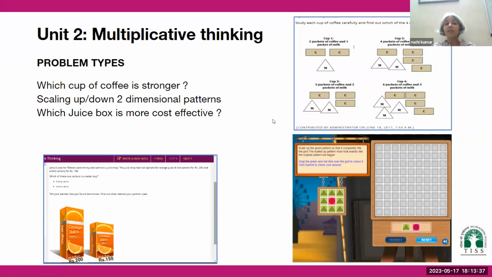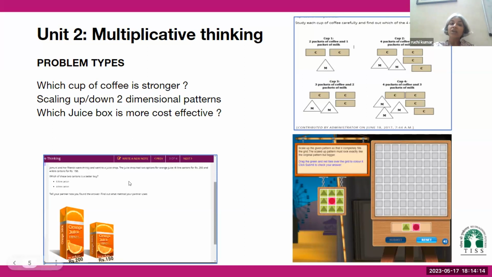The example is, which cup of coffee is stronger? There are 4 packets of coffee and 2 packets of milk in one case. And in another case, 2 packets of coffee and 1 packet of milk. You have to compare which coffee is stronger. So the concept of stronger requires you to think multiplicatively. You cannot do that additively at all. And then scaling up and scaling down, 2-dimensional patterns. That also requires you to think multiplicatively.